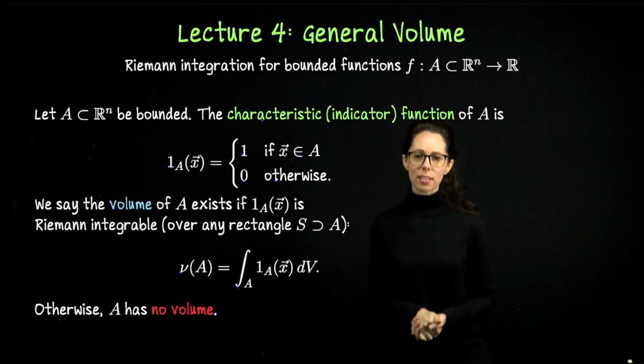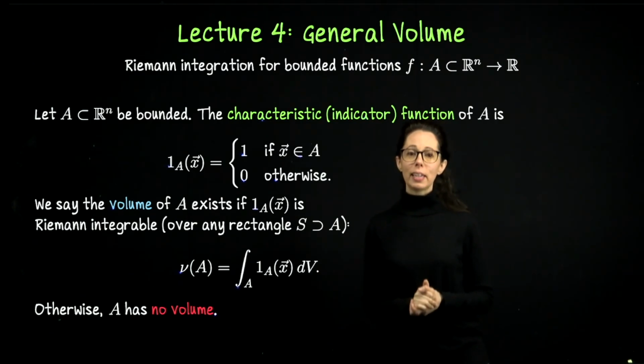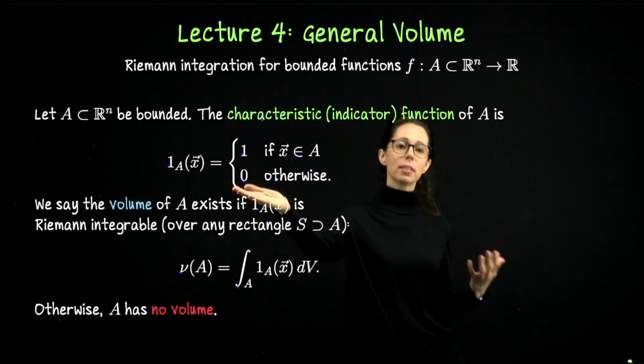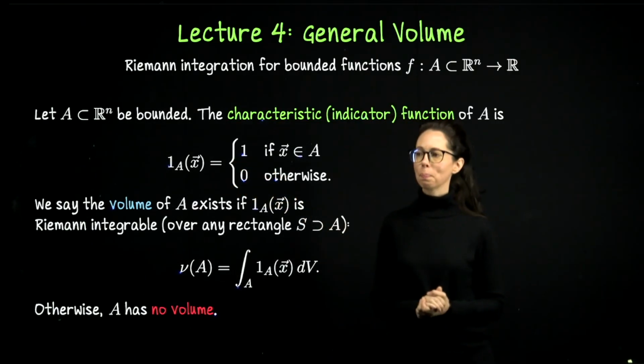And it just answers a yes-no question. Is the input in A or not? If it is in A, then the output is 1. If not, the output is 0. So it's just a binary output.